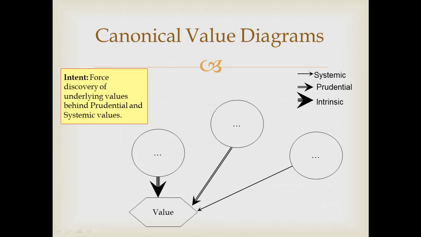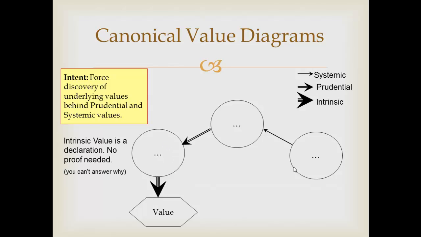Next, we get to the notion of canonical value diagrams. So canonical form really means a pure form, and the intention behind this form is to force or encourage the decision maker to discover underlying sources of value behind systemic and prudential values. And we do that by banning a direct arrow from the systemic value to the value node. Systemic values must enter prudential values. Prudential values must ultimately enter intrinsic values. A prudential value can go into another prudential value, but ultimately, before it gets into the value node, it must connect to an intrinsic value source.